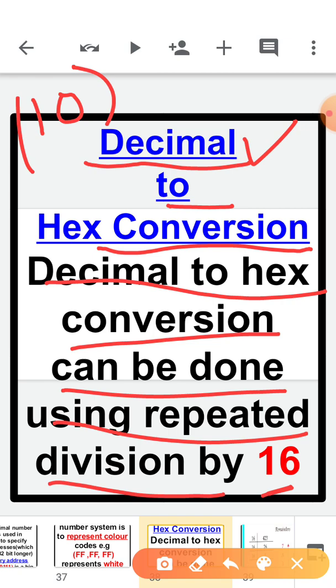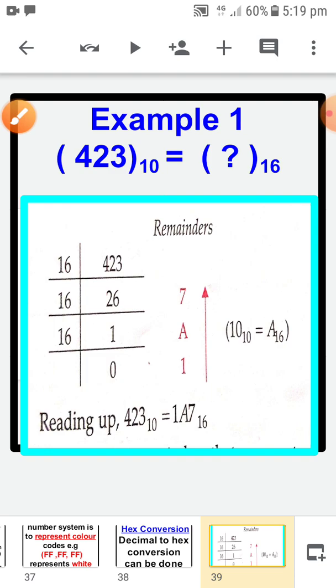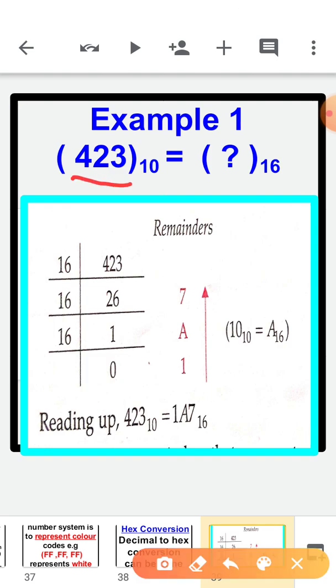When we are doing hexa, then we use 16. Okay, so let's see the example. 423 is a number in decimal, and you need to convert it into hexadecimal. So what you need to do is divide by 16 every time. Let's see how you can do exactly that.